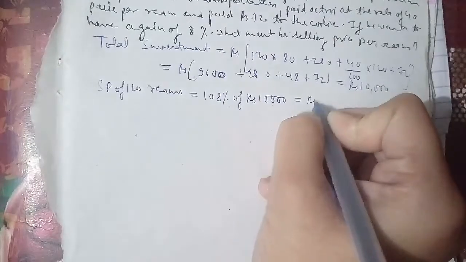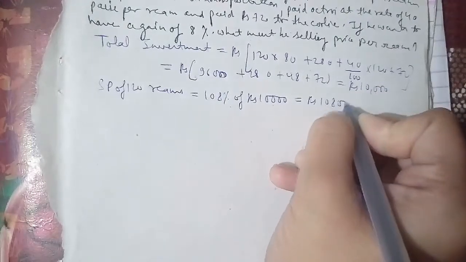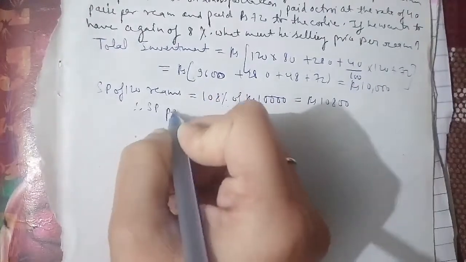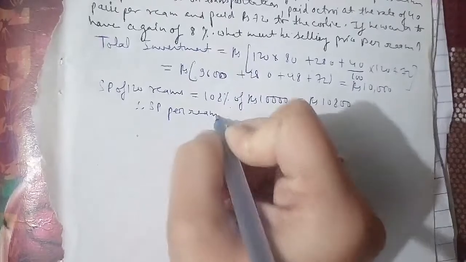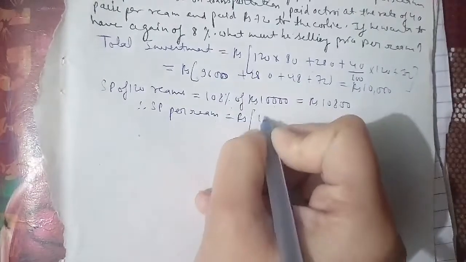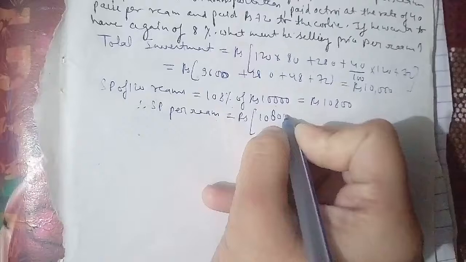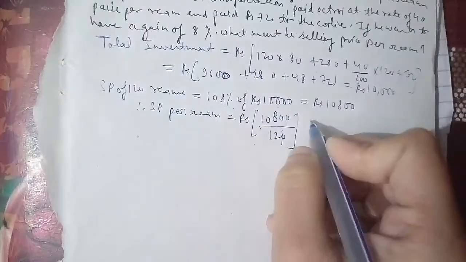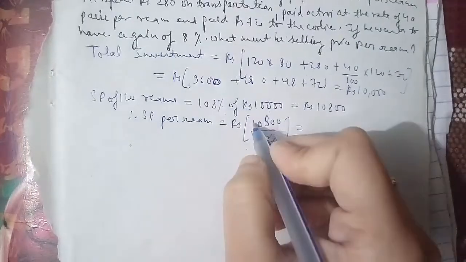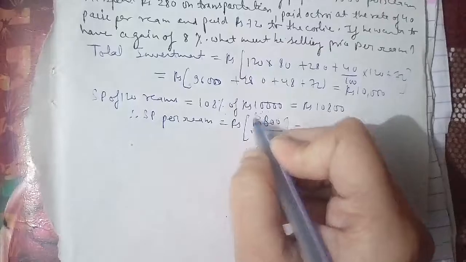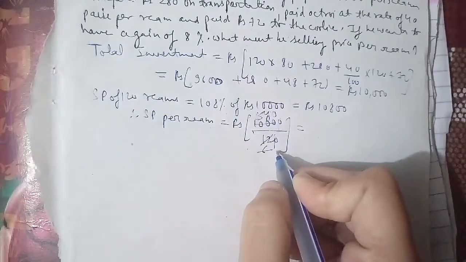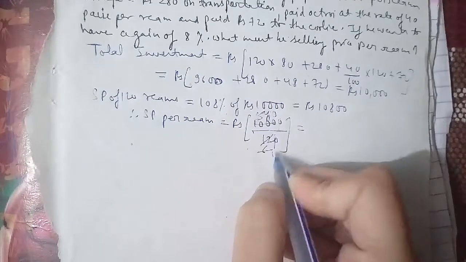So SP per ream equals rupees 10,800 upon 120. Zero is cancelled by zero. Then further, 2 sixes are 12, 2 fives are 10, 2 fours are 8 and 0. Then 6 ones are 6, 6 nines are 54 and 0. So we get rupees 90, which will be the answer here.